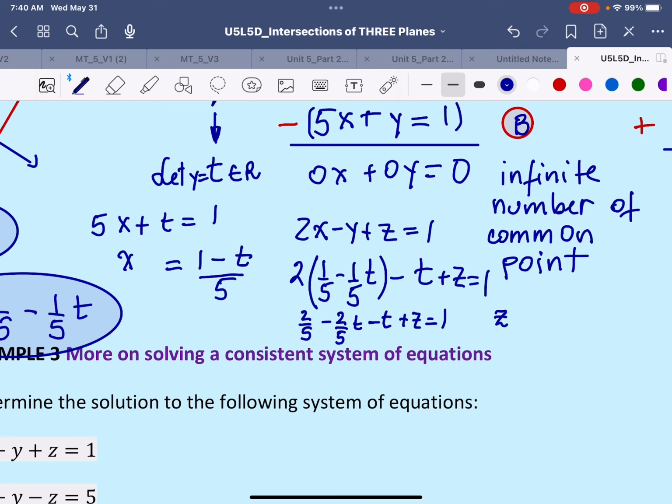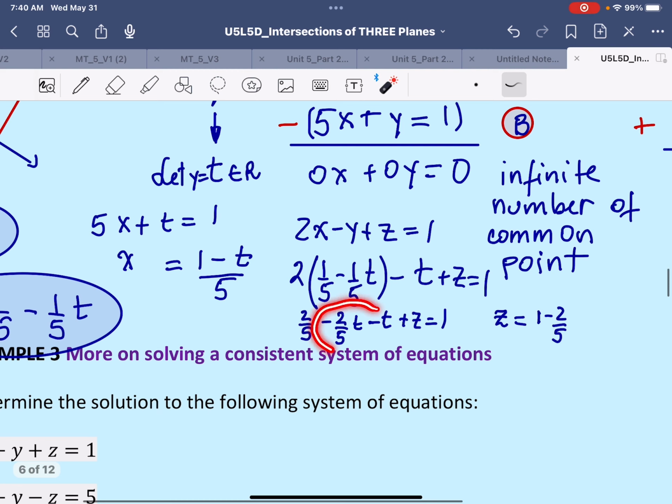I will leave z on the left side, and I will take the rest of the terms to the other side. So 2 over 5 will join the number 1, so 1 minus 2 over 5. And these two terms combined together will come to the other side as well. So t plus 2 over 5 t. We can choose to simplify them while they're on the left side. It's the same thing.